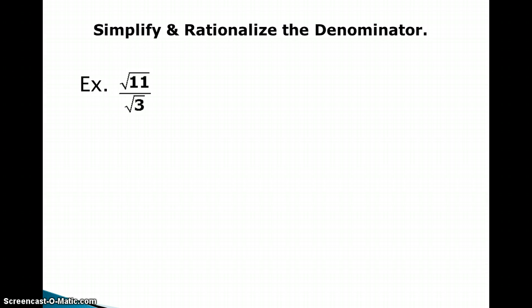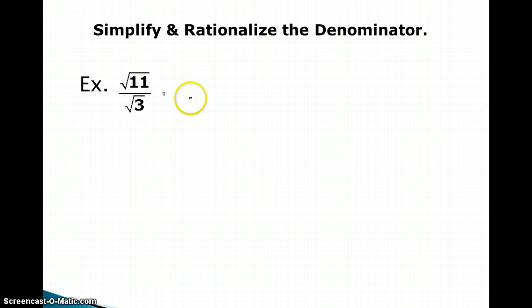Let's look at an example. We have the square root of 11 divided by the square root of 3. We see that square root of 3 in the denominator and know that we cannot leave it there. It is not simplified. So what we will do is multiply by a form of 1. Remember, this is just changing what it looks like. It does not change the actual numbers themselves.